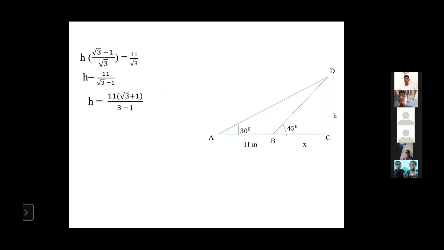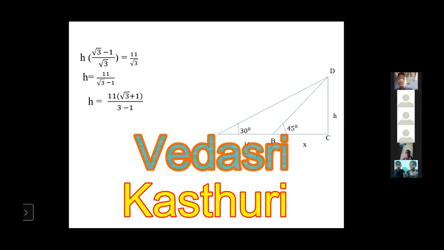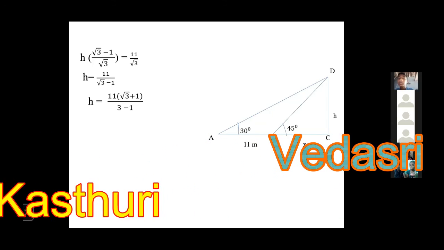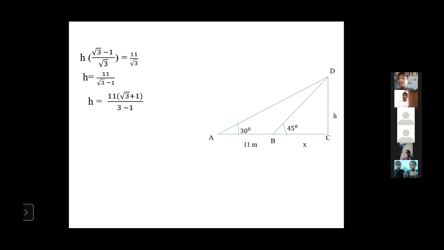Here we need to do rationalization. Tell me, what is the rationalization factor for 11 by root 3 minus 1? Root 3 plus 1 by root 3 plus 1. Yes, you are right, Pranati. 11 by (root 3 minus 1) into (root 3 plus 1) by (root 3 plus 1). So the numerator is 11 into (root 3 plus 1), and in the denominator (root 3 minus 1) into (root 3 plus 1). Here it is (a minus b)(a plus b), so we get a square minus b square.